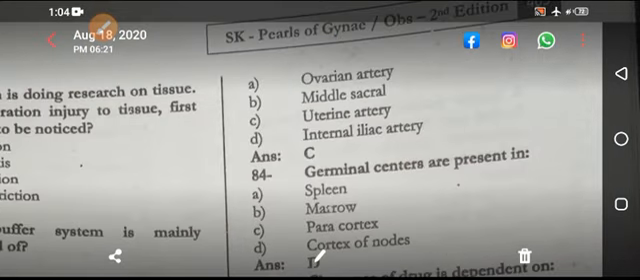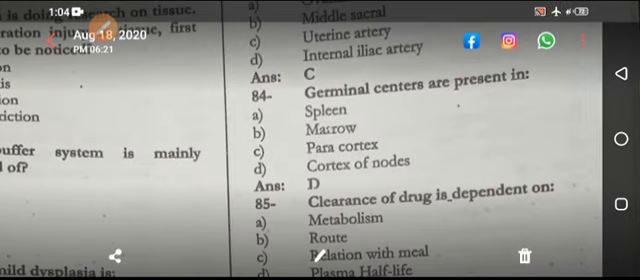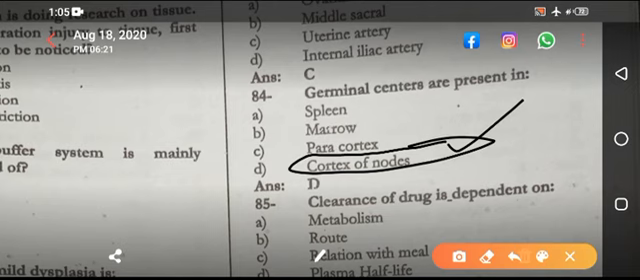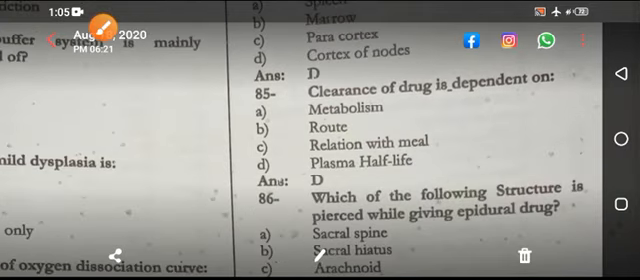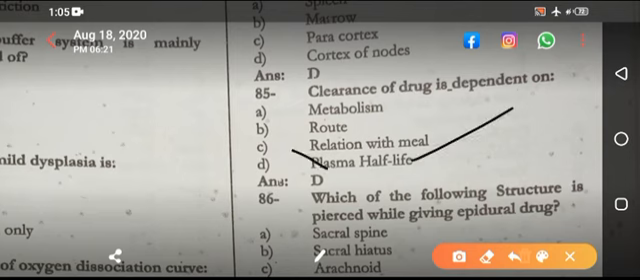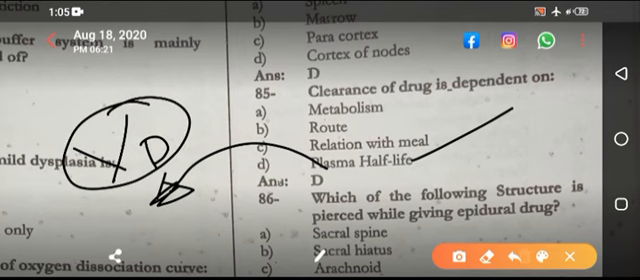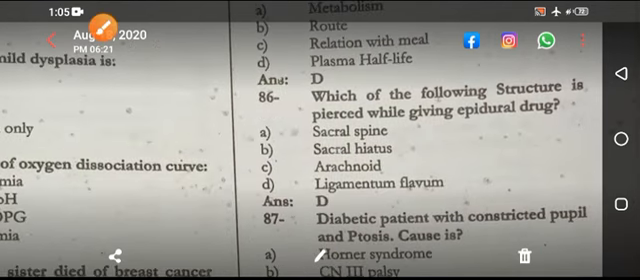That is uterine artery. Germinal centers are present in, that is actually the cortex of nodes. And the cortex has mainly the germinal centers. Well, they are talking about the lymph nodes, and the answer is cortex. Clearing of a drug is dependent on plasma half-life, and the plasma half-life is dependent on volume of distribution. Volume of distribution. Which of the following structure is pierced while giving epidural drug?